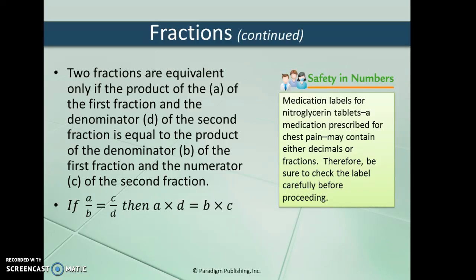Two fractions are equivalent only if the product of the numerator a of the first fraction and the denominator d of the second fraction is equal to the product of the denominator b of the first fraction and the numerator c of the second fraction. So if a over b is equal to c over d, then a times d is equal to b times c.